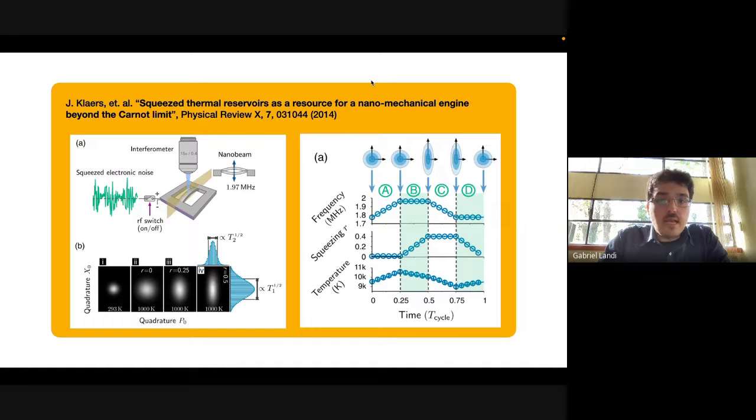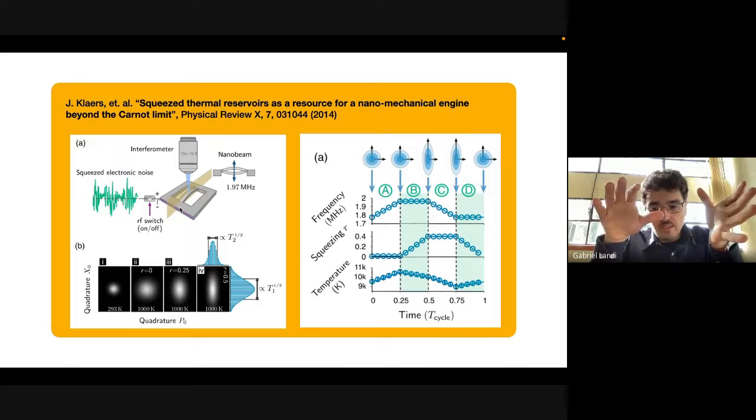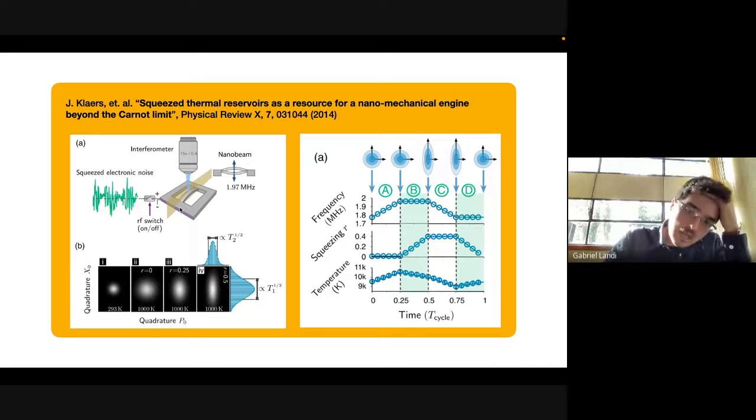This is a particularly nice paper. It's an experiment from 2014, where they create an engine which is operated with temperature and squeezing. So here's a thermodynamic cycle. You see there's like the strokes of the engine, and this is implemented in a nano beam. So it's essentially like a small vibrating membrane that you shine light on with whatever modulation you want, and you use this to mimic a bath, a squeezed bath.